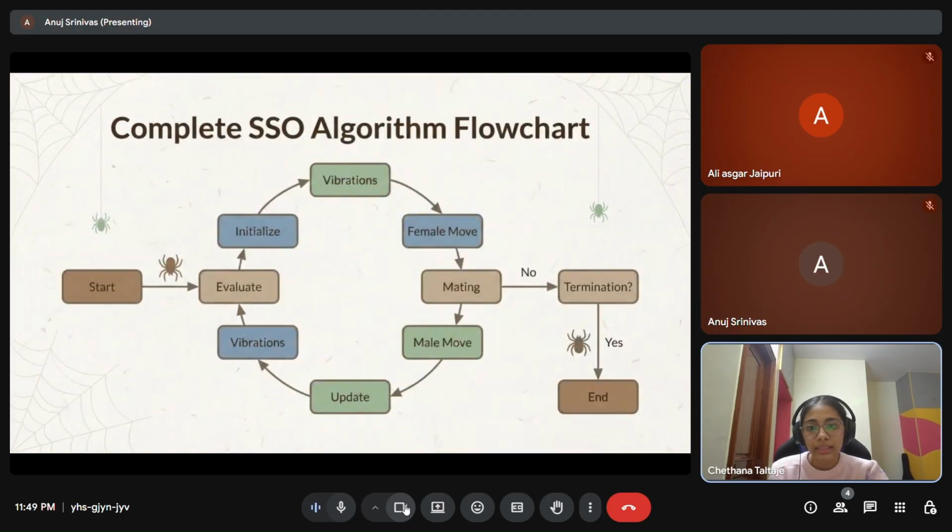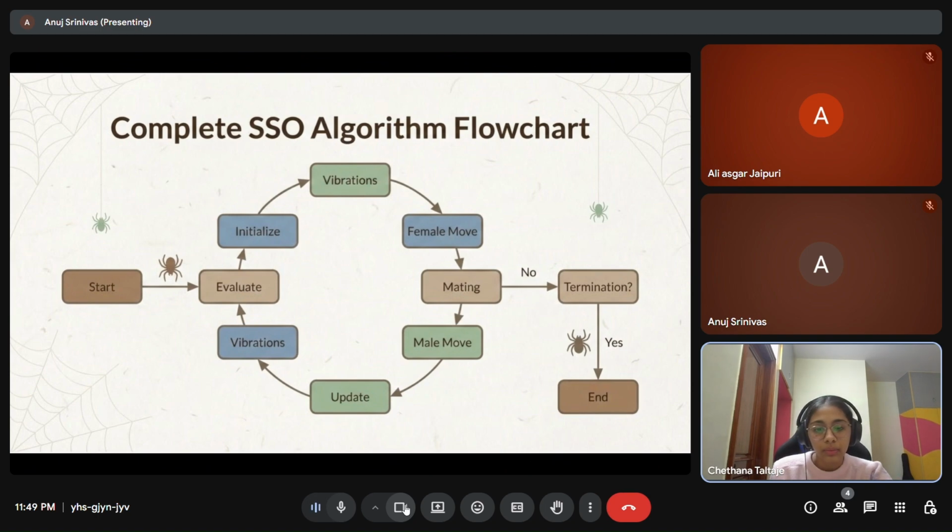So this shows the complete SSO algorithm flowchart. Here it is summarized more clearly. It shows how the algorithm cycles between evaluating the fitness, computing the vibrations, moving females, moving males, and performing the mating operations. It also highlights the termination check before delivering the final solution.